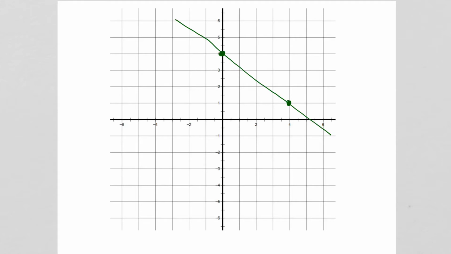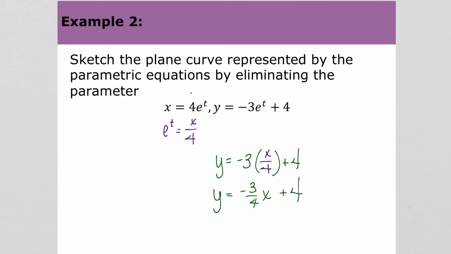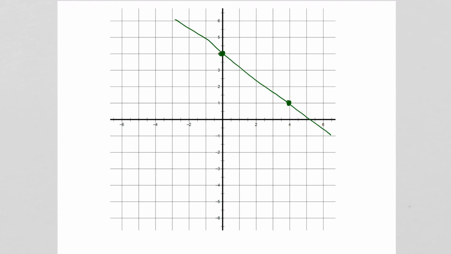So in this case here, where would our domain be? t is only defined in the positive in this case. So our domain, for our eliminated parameter function, is going to have to be greater than 0. So I'm just going to erase this part that's negative. And so basically we've got this piece of a line or a ray that's heading down like that.